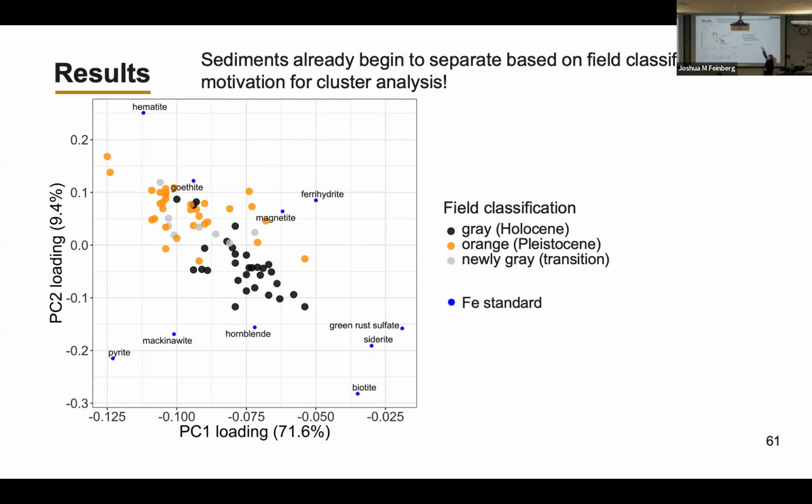If we look at more positive values of the principal component 2 loading, we see a lot of our oxidized iron oxyhydroxide minerals, like hematite, ferrihydrite, goethite, magnetite. And toward the more negative principal component 2 loading, we see more reduced iron(II) minerals, sulfides, silicates, also siderite. So there starts to be this separation. It also looks like it separates by our different field classifications. This motivated us to do cluster analysis to see what the data would tell us about how it would organize itself in this space.